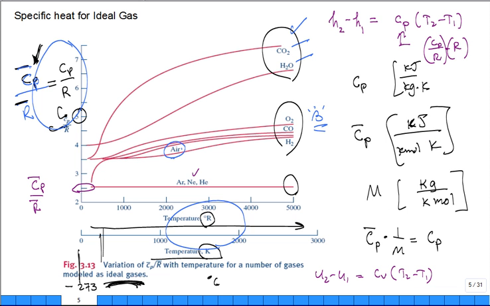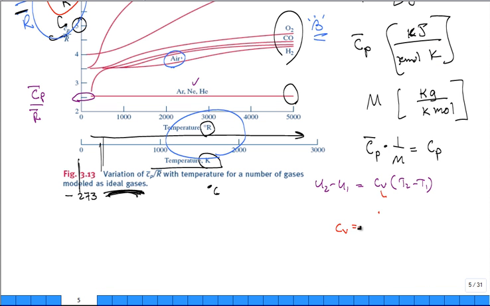Come back to here and you say, well, they gave me a plot of C sub P over R, but I need C sub V over R. So this C sub V is equal to C sub P minus R. And this is C sub P divided by R minus 1, times R. You just said this was 2.5 for the monoatomic ideal gas. I subtract 1 from the 2.5 and then multiply by R. So that's how you get C sub V. All right, let's continue on.